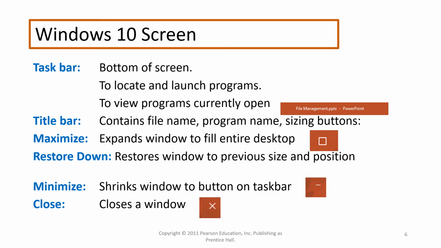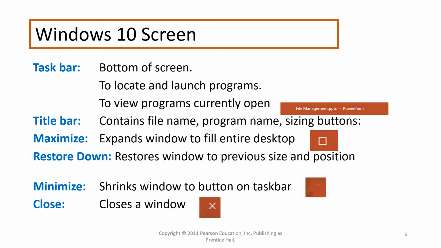Okay, we discussed the taskbar. The taskbar is at the bottom of your screen. It has buttons that will allow you to locate and launch programs, or to switch from one program to another that's already open. The title bar is at the top, and it contains the file name, the program name, and then there's some sizing buttons. So this shows File Management, PowerPoint is the program. File Management is the name of the file, and it's a PowerPoint program.